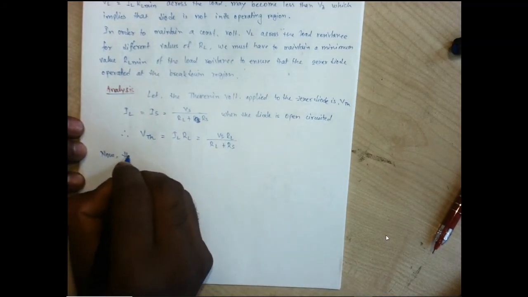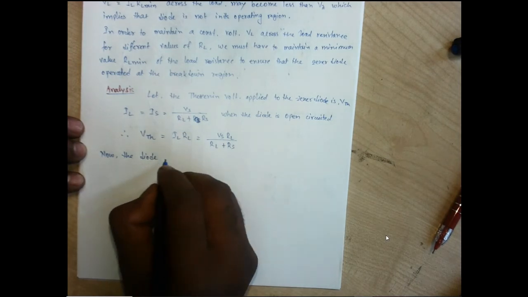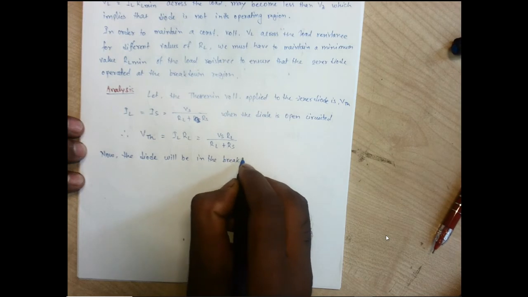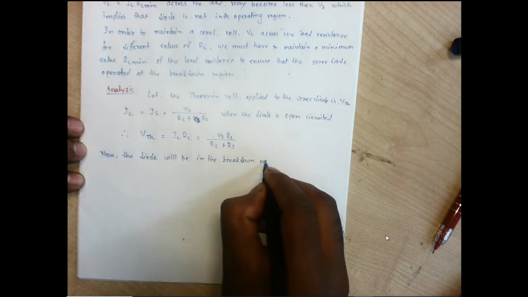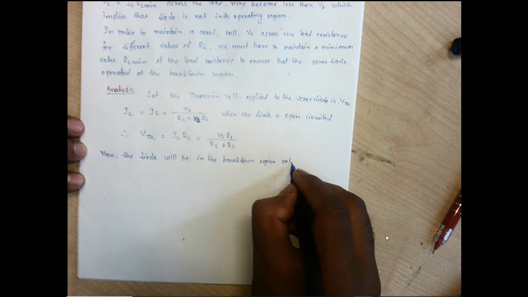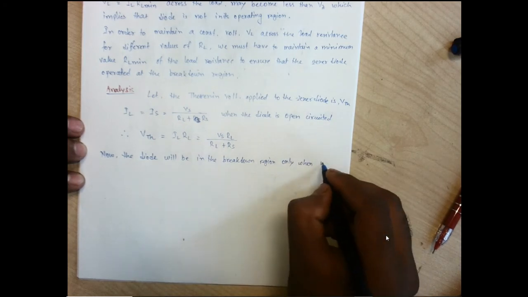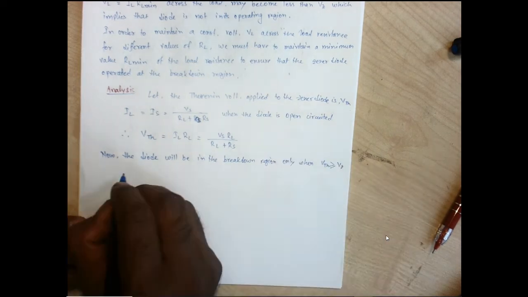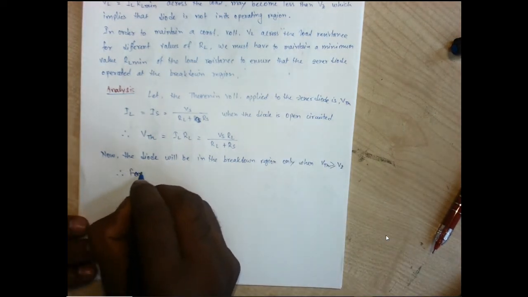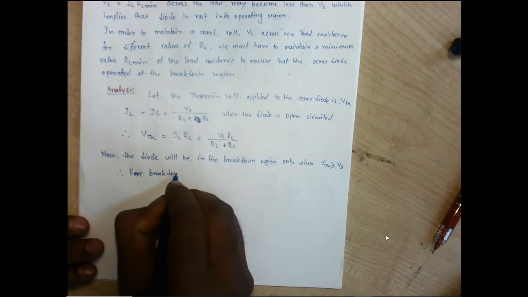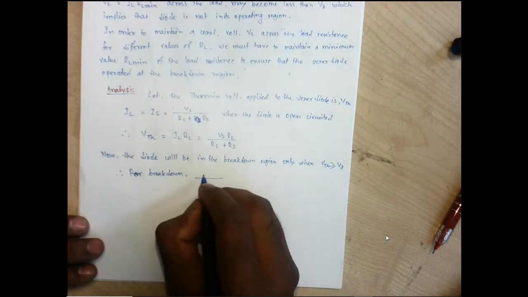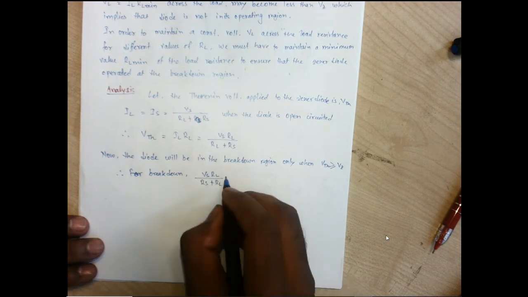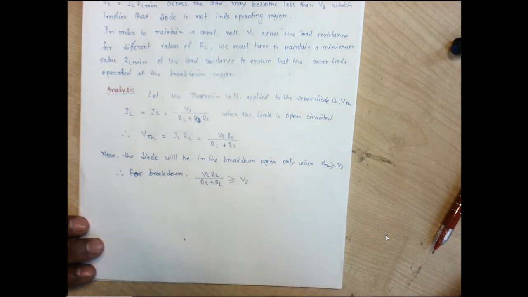Now the diode will be in the breakdown region only when VTH is greater than or equal to VZ. So therefore, for breakdown, VS times RL by (RL plus RS) should be greater than or equal to VZ.